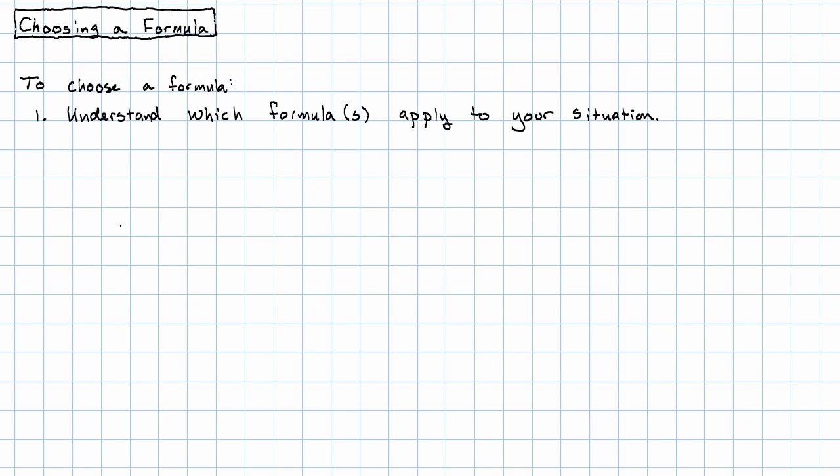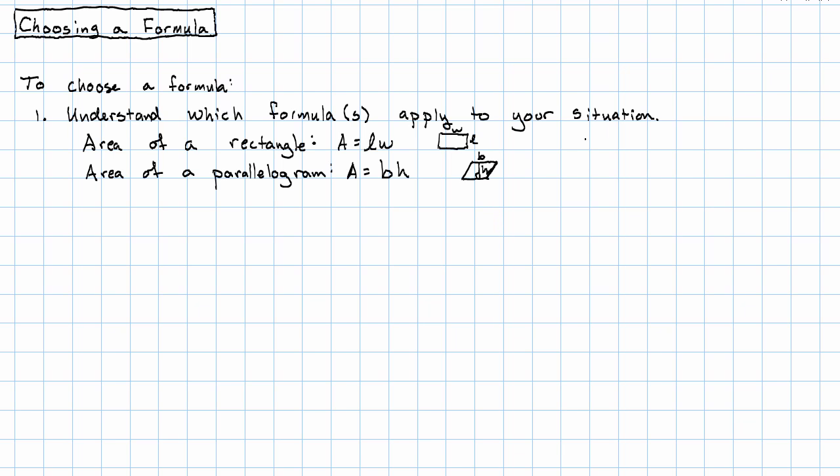So, for example, we saw the example of area on the previous video. The area of a rectangle is length times width, and the rectangle in question might look something like this. One side is the width, the other side is the length. The area of a shape called a parallelogram, in which the sides are still parallel, but maybe not at right angles to each other, is base times height, where the base is the length of one of the sides, and then the height is the distance between the sides, but at a right angle to the base.